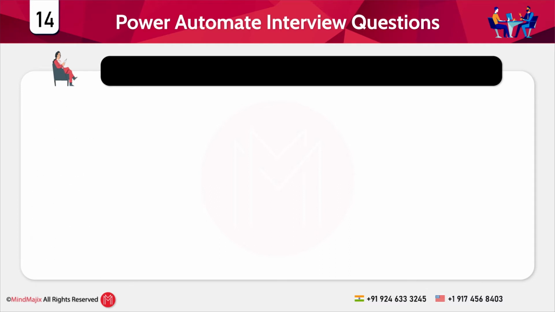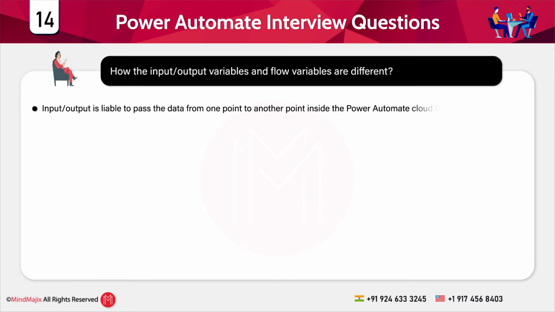The next question is, how are input/output variables and flow variables different? Basically, this means what is the difference between input/output variables and flow variables. Input/output variables are used to pass data from one point to another inside the Power Automate cloud flows. We can even use the input values to determine the values at the time of flow running. On the other hand, flow variables work with all active variables in the desktop flow.